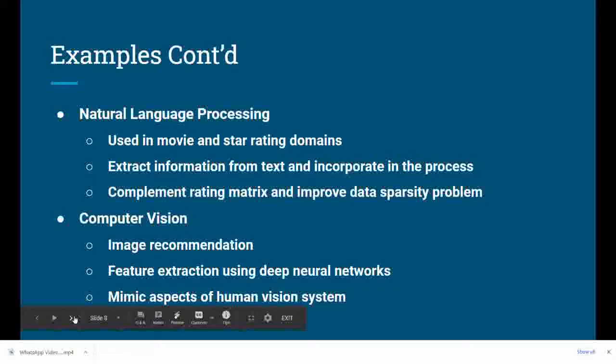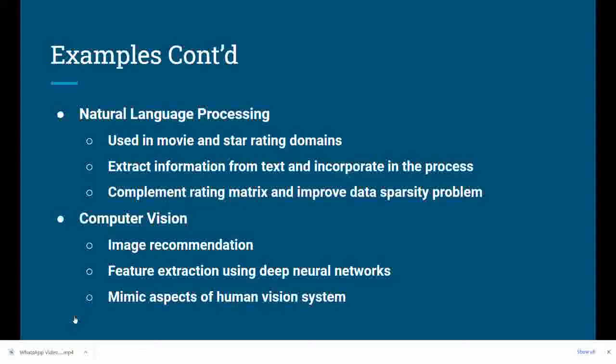Now we move on to natural language processing. Recommender systems in the movie and star rating domains are well developed. Many fine-grained opinion mining and topic modeling methods have already been established in natural language processing, and efforts are increasingly being made to connect these two areas to extract information from the text and incorporate it into the recommendation process. Most recommender systems benefit from review information extracted by natural language processing to complement the rating matrix.